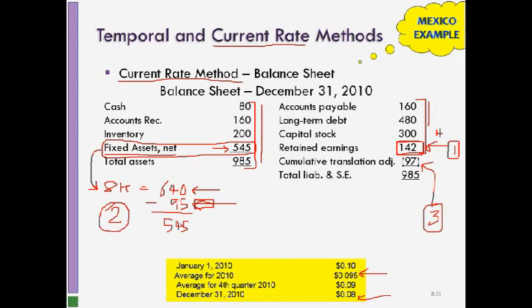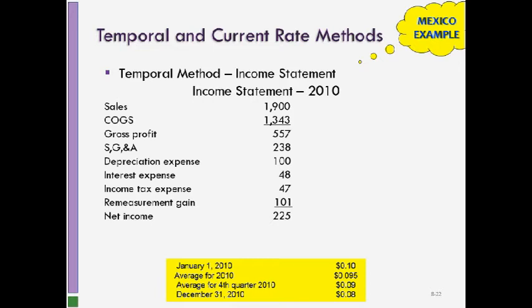So we want to look at the temporal method now. And this is a little trickier. Now let's see what the exchange rates are again. The peso started off with buying 0.1 US cents at the beginning of the period, but then it went down to 0.08. Notice the average for the whole period is 0.095, and the average for the last quarter is 0.09.